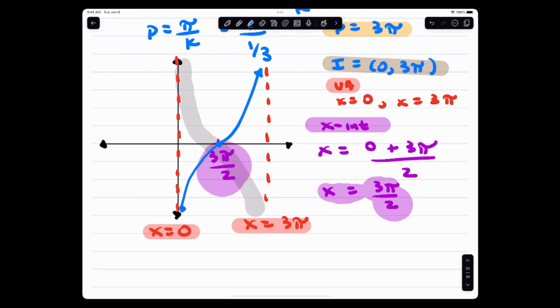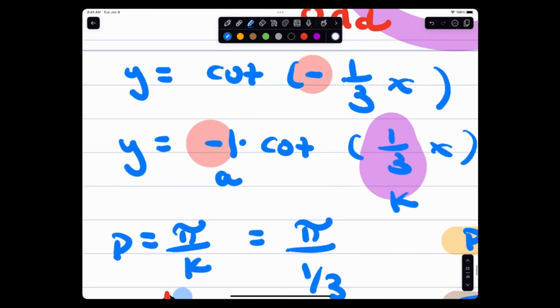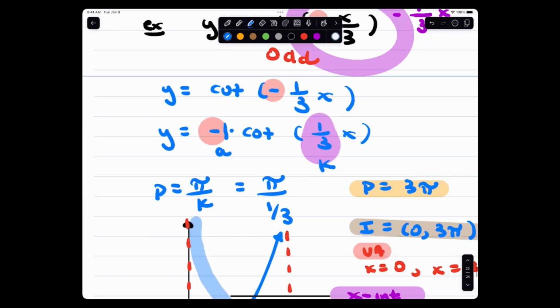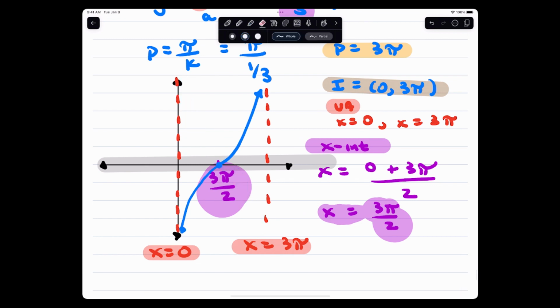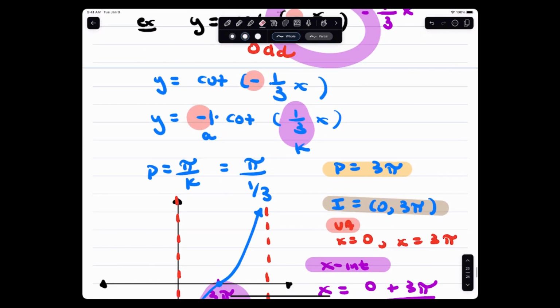So when you reflect this about the x-axis, where's the x-axis? The x-axis is down here. When that original curve for cotangent gets reflected about the x-axis, you say, why? Because my a value right here is what? It's negative, yes. So if it's negative, then you've got the reflected curve. So I wanted to share that version with you guys so you can see that. Okay, this is cotangent of negative x over 3.